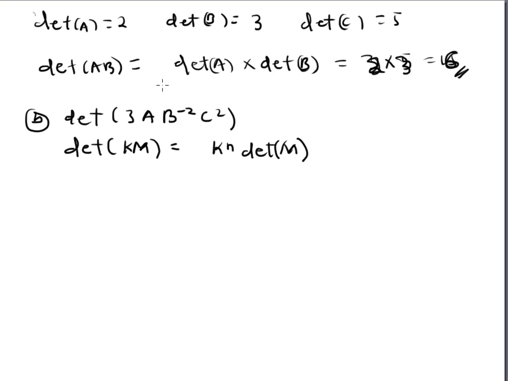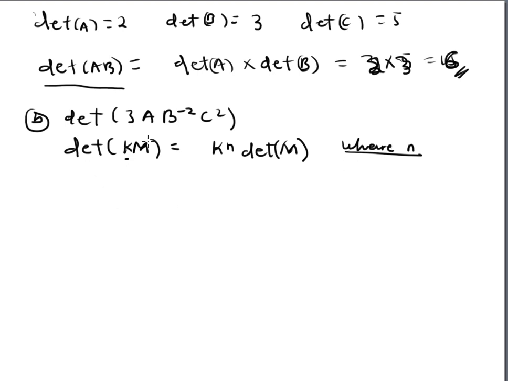So let me come back again. When we go to our question, the question says that if the matrices A, B, and C are 3 by 3 matrices, then find the determinant of 3A B to the negative 2 C squared. Now the k here is a constant, which in this case is 3. And the n over here is the number of rows or columns of the square matrix.